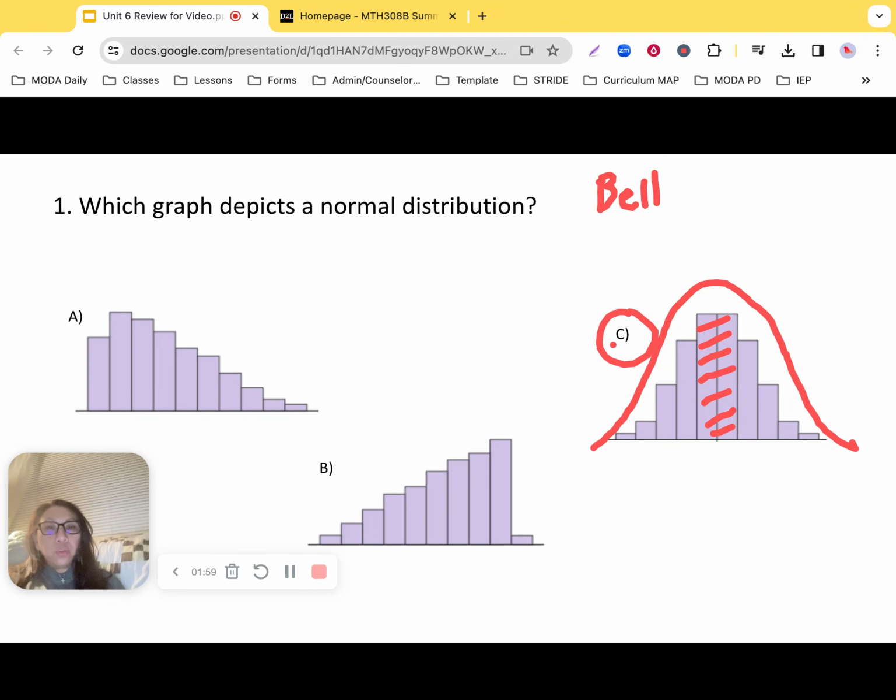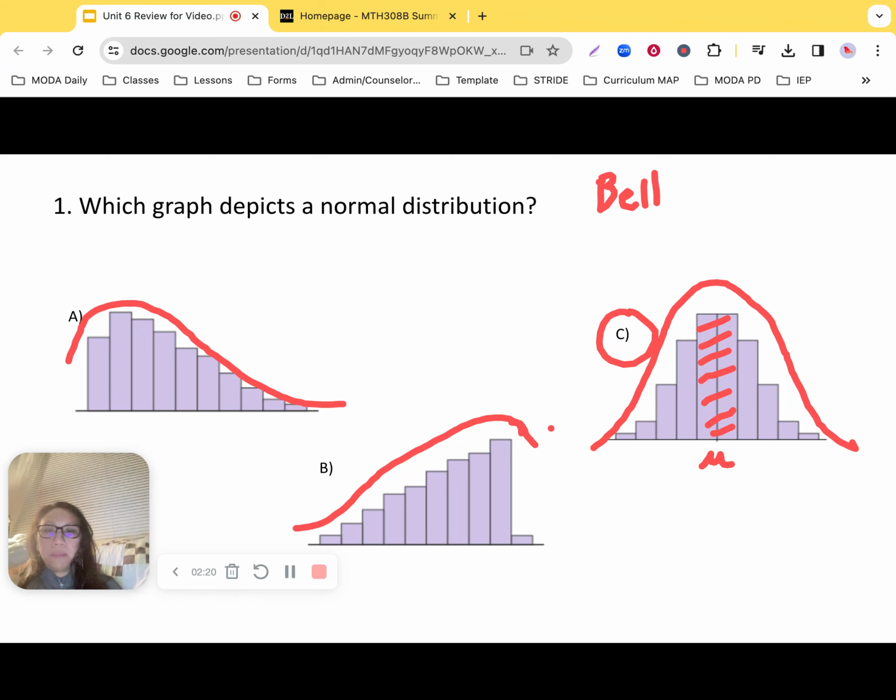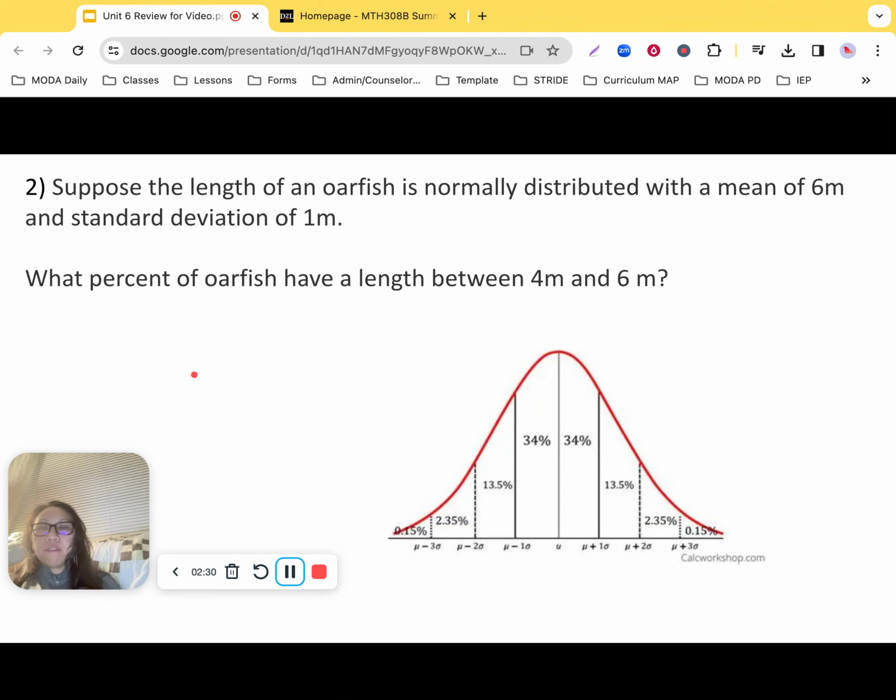And remember, the taller part of the graph in the middle is represented by mu, or the mean of the graph. Now, the rest of the graphs, this one right here is skewed to the right, and this one is skewed to the left, so those cannot be a normal distribution. The one shaped like a bell is our answer, letter C.